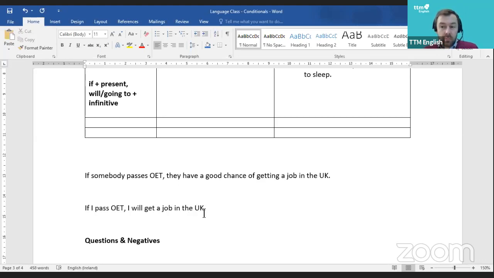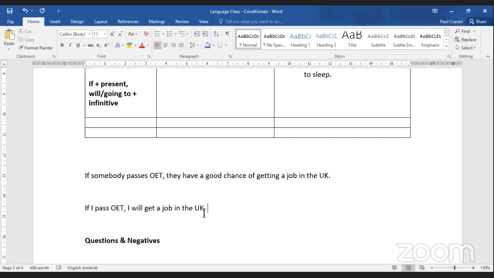Okay, but anything could happen in between you passing OET and you getting a job. Anything could happen. You know, God forbid, you could have an accident, or you might get a job in the US. So it's just a little bit less certain. I'm not saying that you can't feel certain. You can, but remember that the future is not in our hands. When you make a prediction, you've got to say to yourself, okay, it's just a prediction, or it's just an intention. It's not a fact.